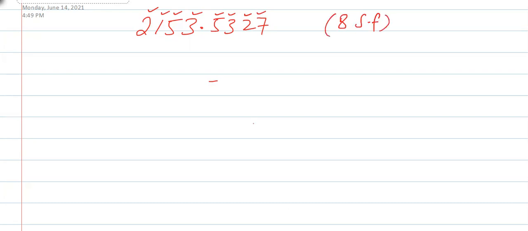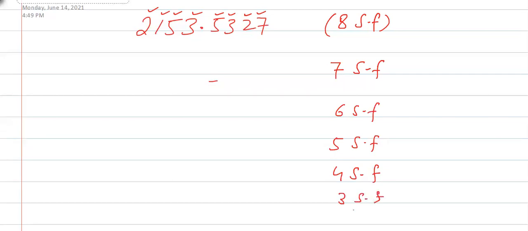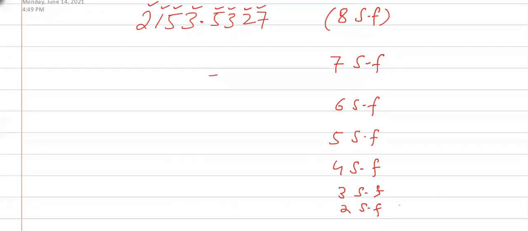Now we have to round it. We have to round it to 7 significant figures, 6 significant figures, 5 significant figures, 4 significant figures, 3 significant figures, 2 significant figures, and 1 significant figure. So let's see one by one. We will round to the required significant figure.